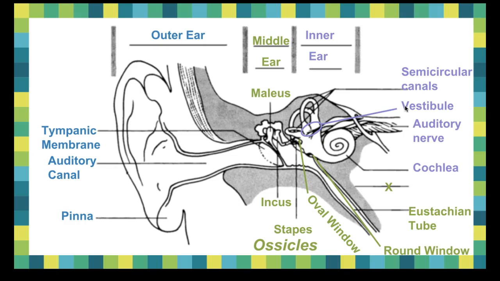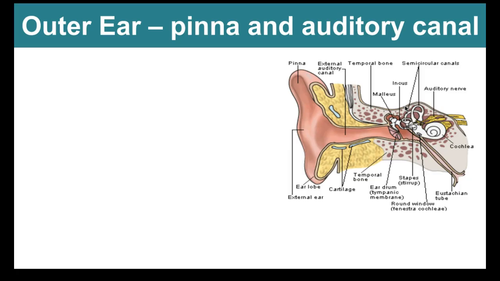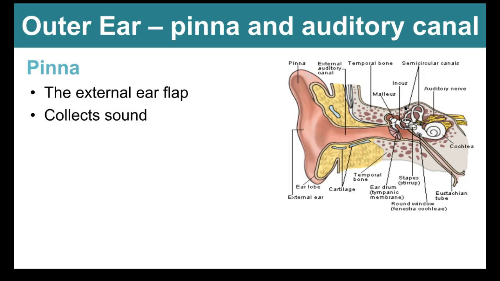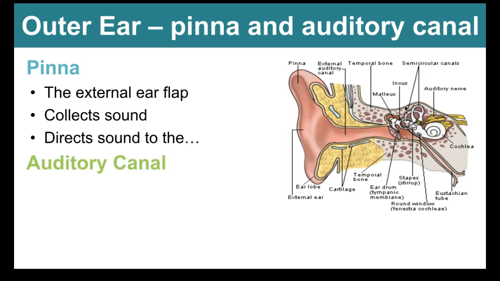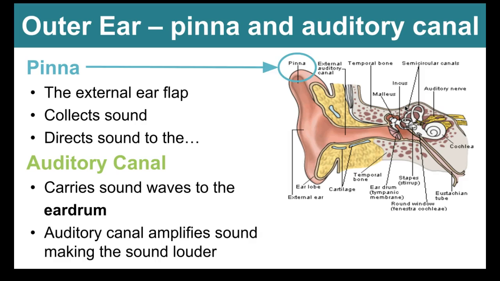And now moving into the table that breaks down the parts, so you have to write the function of each part. Okay, we're starting in the outer ear, talking about the pinna and the auditory canal. So the pinna is that external flap. It collects sounds, it directs the sounds to our auditory canal. Our auditory canal is going to carry the sound to the eardrum, okay, which we call the tympanic membrane, and it's also going to amplify the sound, making the sound a little bit louder.